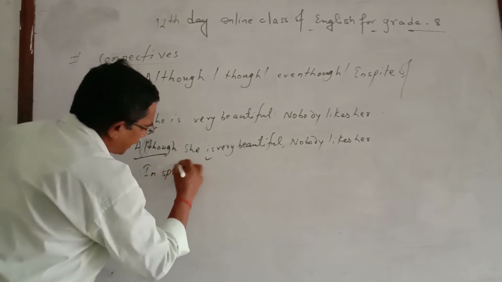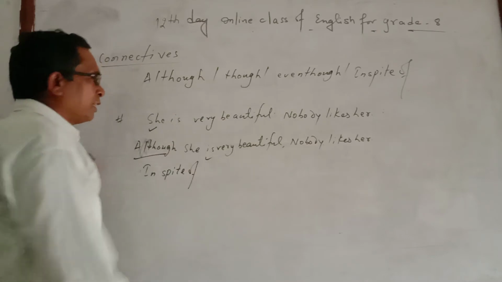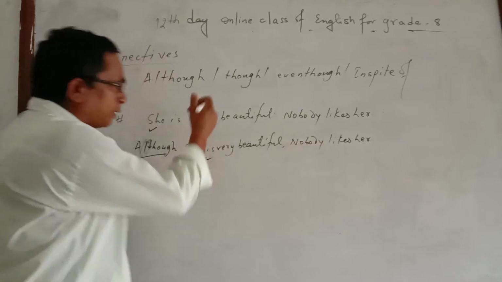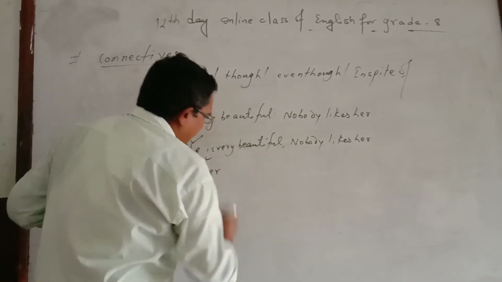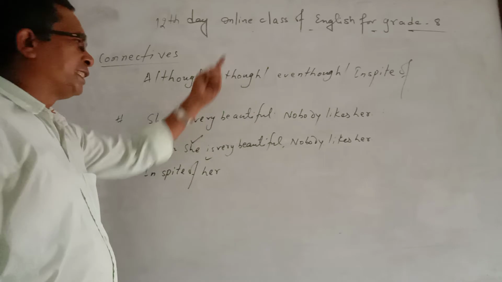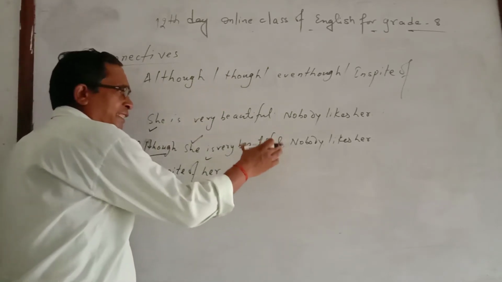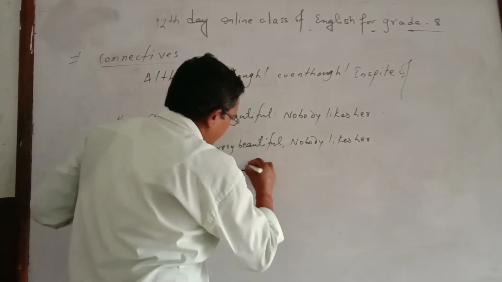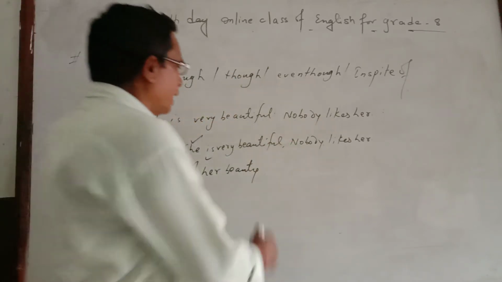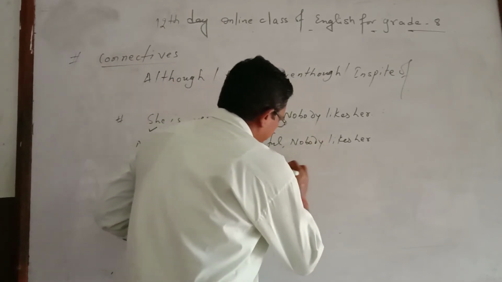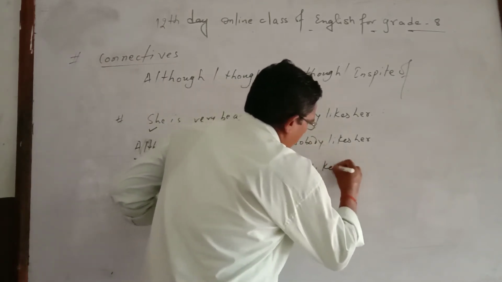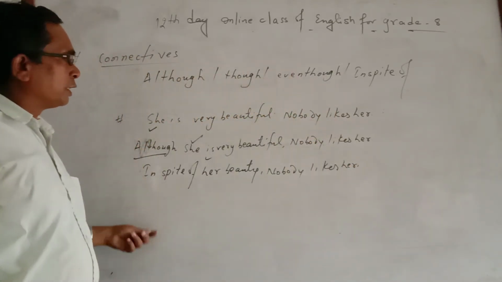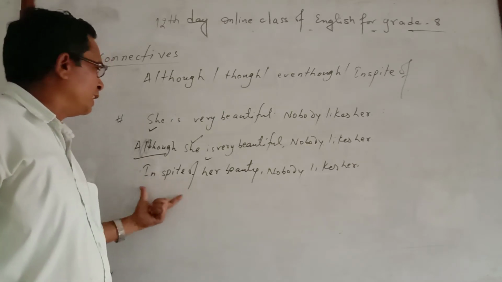At first you write "in spite of" as it is, and after that the given subject is she, that is the pronoun. So the possessive of the given pronoun is her. And after that, the noun of the given adjective. In the given sentence, the adjective is beautiful, so the noun of beautiful will be beauty. In spite of her beauty, and the unexpected result as it is: nobody likes her.